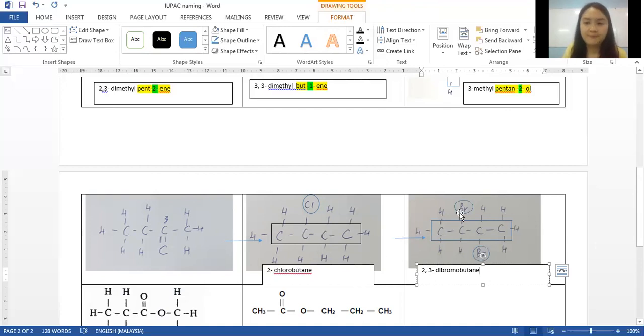So I hope with this you can have a better idea of the naming of organic molecules using normal IUPAC nomenclature. All right, thank you.